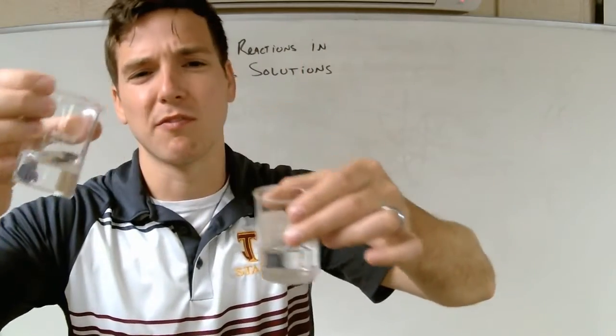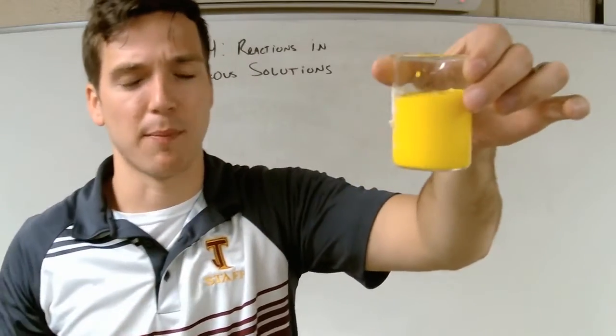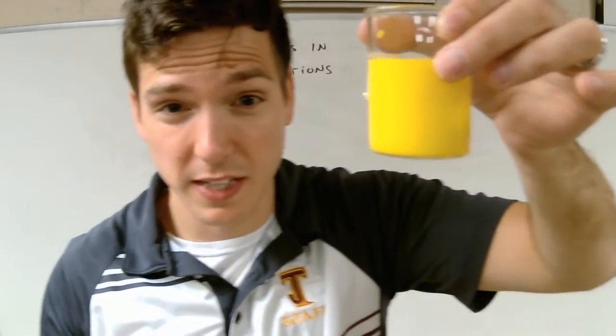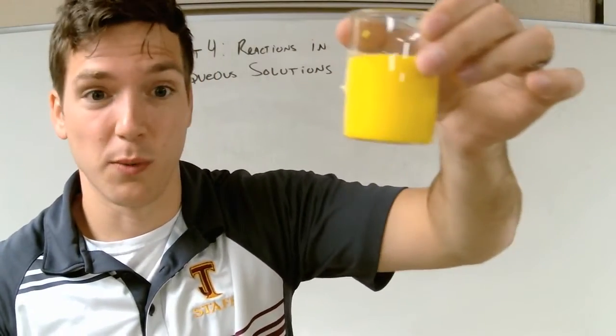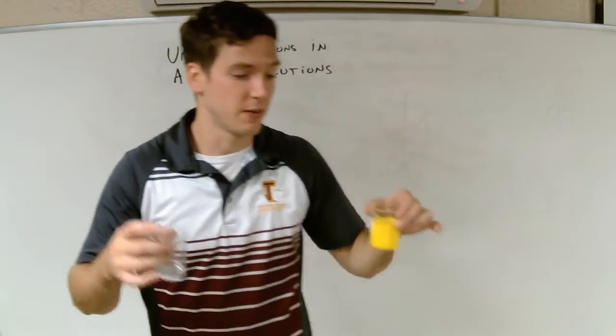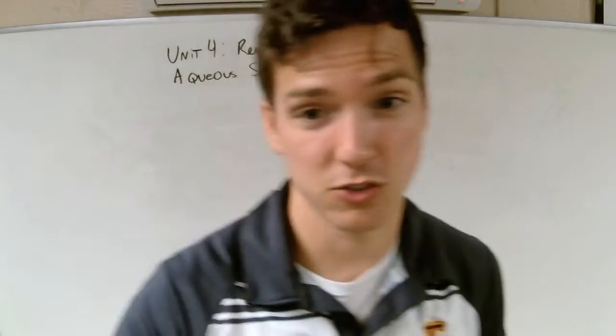What we're going to be focusing on is what happens afterwards when these things react. Now we've got some sort of precipitate in there. We have some sort of solid that has formed, and it's yellow. We're going to be talking about that and what's happening with these types of reactions that involve aqueous solutions.